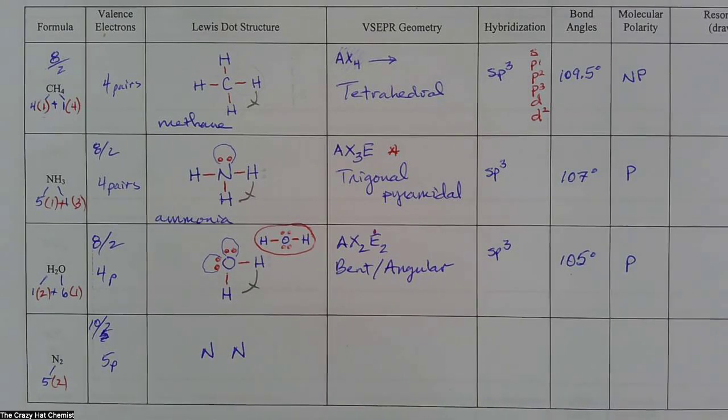One of the most common mistakes is just to draw one of these nitrogens. There's actually 2 right there. Don't forget about that. There's 2. That's why you have 10 total electrons. Okay, so here we go.